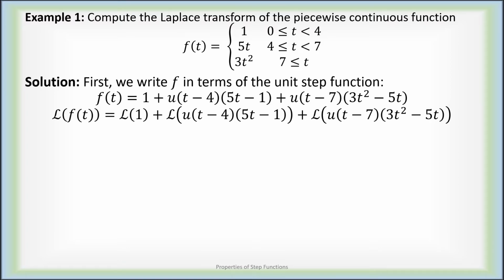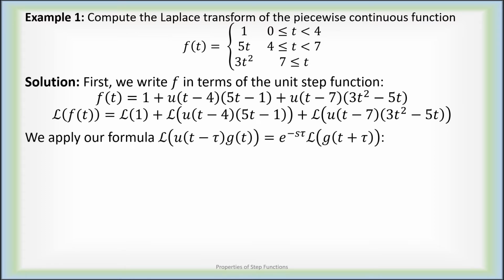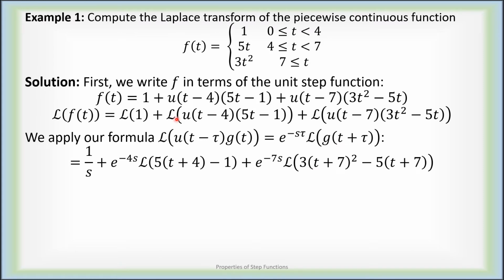of three different terms. Now for each of those two terms to the right, we're going to use this formula right here. The Laplace transform of a step times a function is e to the minus s tau times the Laplace transform of a shifted version of that function. So first, the Laplace transform of 1 is 1 over s. That's straightforward. Here we have u of t minus 4 times 5t minus 1.